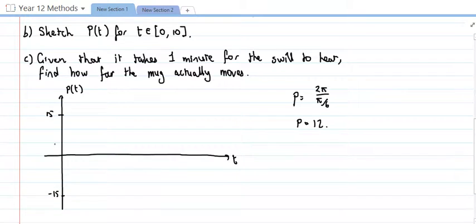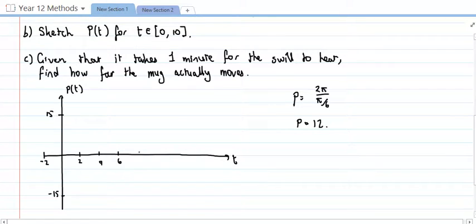So I'm going to actually put the negative 2 there, and then just have 2, 4, 6, 8, and 10. That's as far as we actually need to go. We are only sketching this from 0 to 10, so I'm only going to use this here as sort of a starting point.